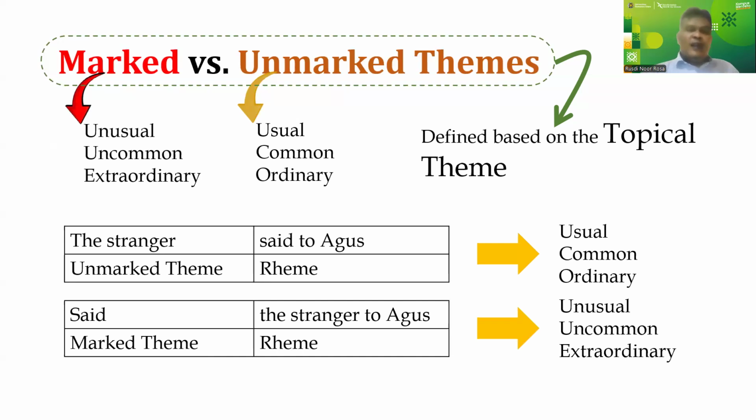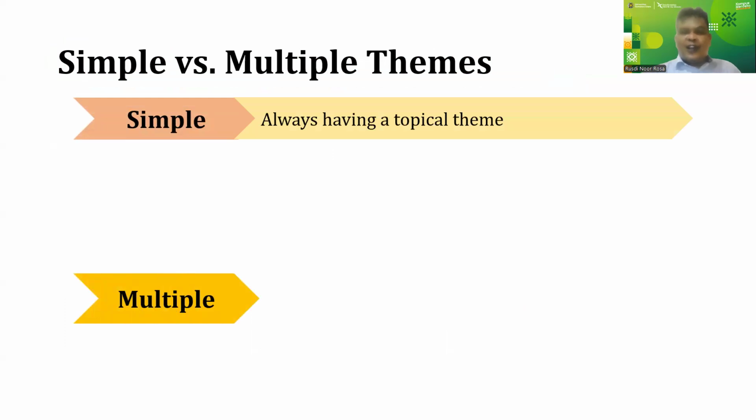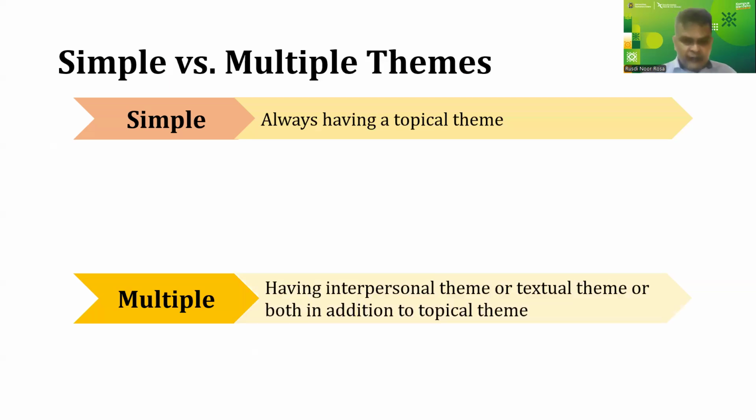Now, the other issue, which is also important to discuss in the study of theme and rheme, is simple versus multiple themes. You see here that when we are talking about simple and multiple, we are talking about numbers. A simple theme is a clause which is composed of only one theme. Okay? In other words, whenever you find a clause and in that clause there is only one theme, that clause is called a simple theme clause. And when in one clause there are more than one themes, that clause belongs to a multiple theme clause.